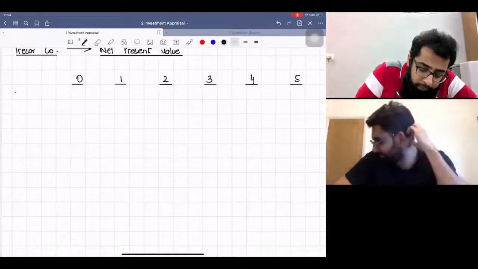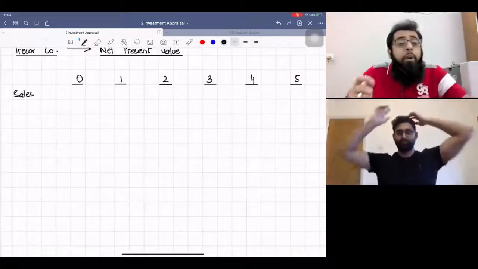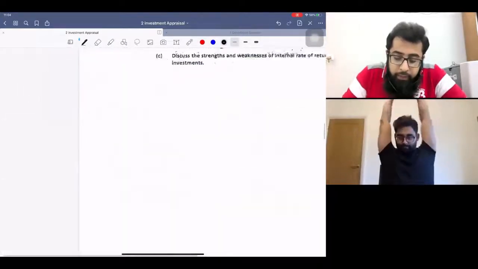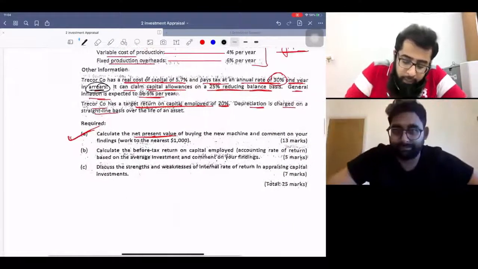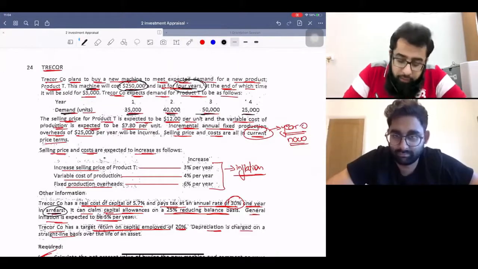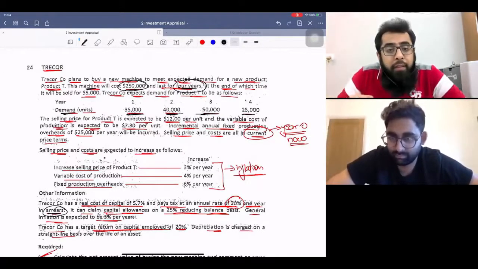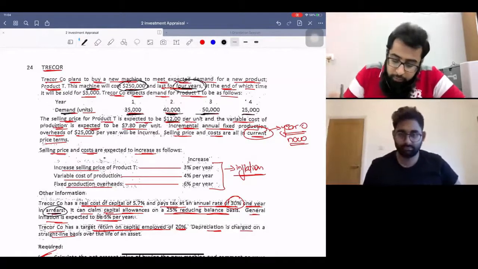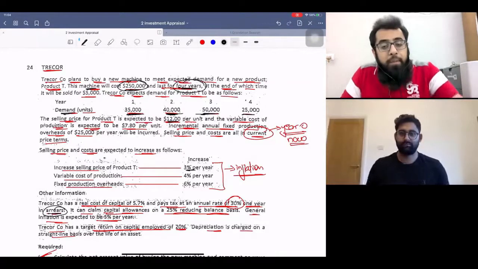So what I'm doing is that first of all, I will put up the operational cash flows. So now it includes the sales. If you look at the sales, there is demand of 35,000 units, 40,000 units, 50,000 units, and 25,000 units. The selling price is $12 and it will increase by 3% per year.